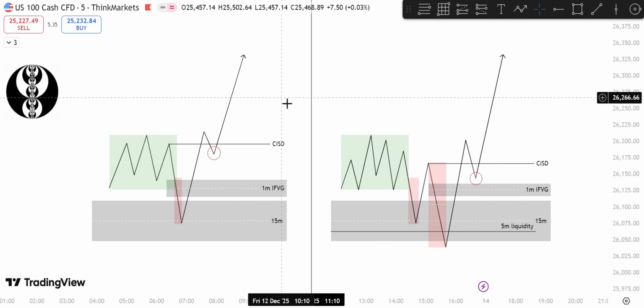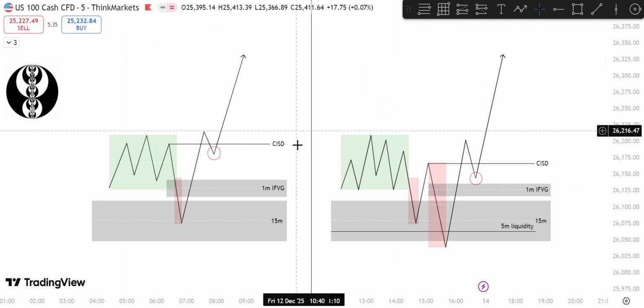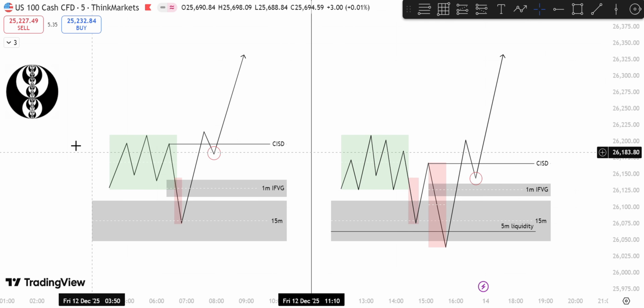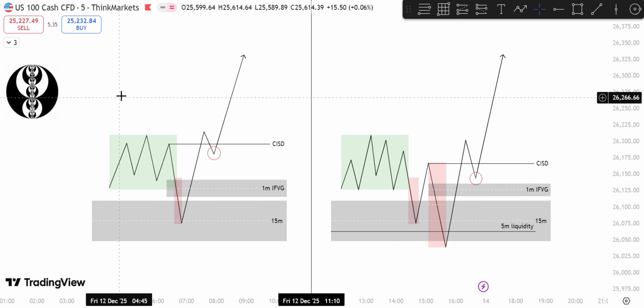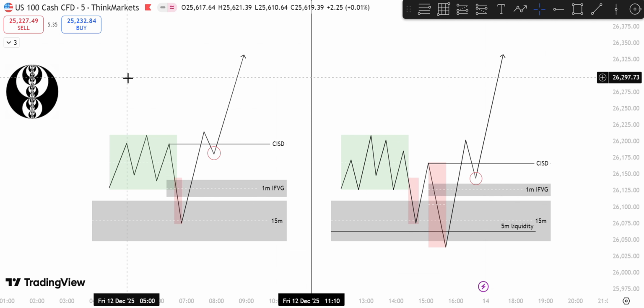Therefore, what do I wait for? I wait for this beautiful confirmation, which is the best confirmation and the confirmation that I like the most. It's a change in instant delivery, when you have a candle body closure above or below the candle body that formed the high or the low.